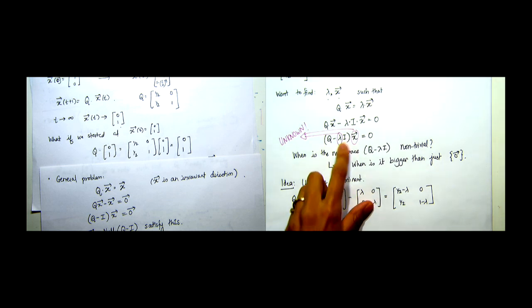The more interesting case is when you have a steady state vector that is not exactly zero. And the only way that's possible is if this matrix Q minus lambda I has a null space that is bigger than just zero. Is that clear to everyone? Does that answer the question?